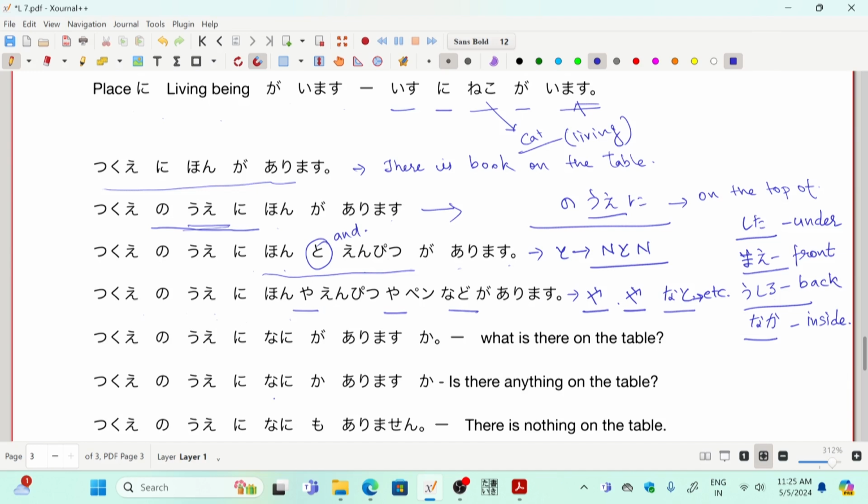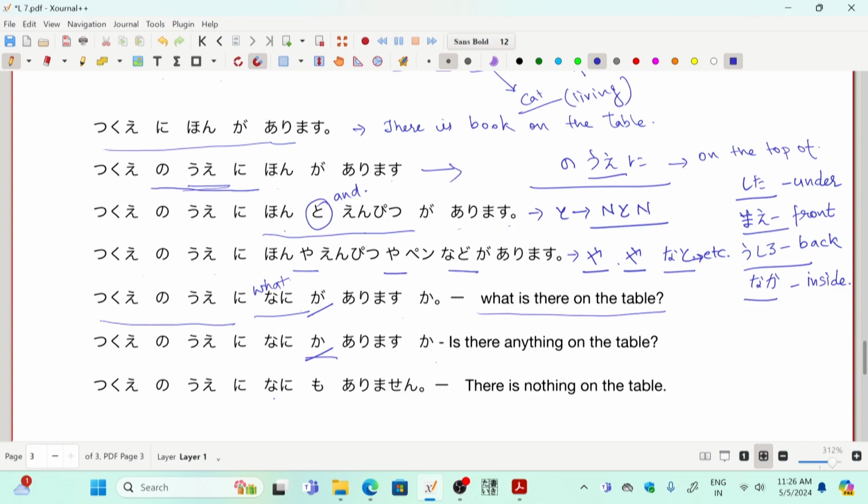Next, if we want to put a question, tsukue no ue ni nani ga arimasu ka? Nani is what? Nani ga arimasu ka? Tsukue no ue ni nani ga arimasu ka? What is there on the table? But if we are not sure that there is something, we'll ask tsukue no ue ni nani ka arimasu ka? So ga will change into ka.